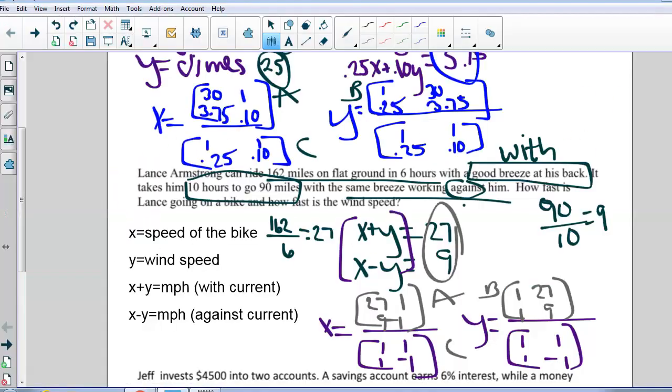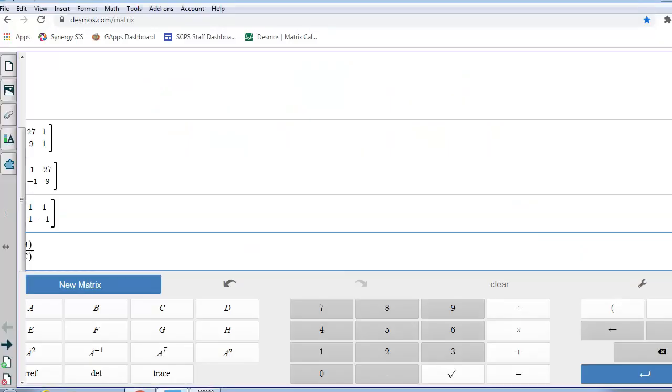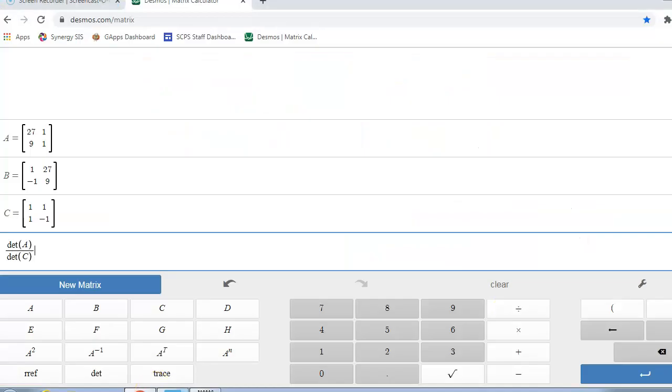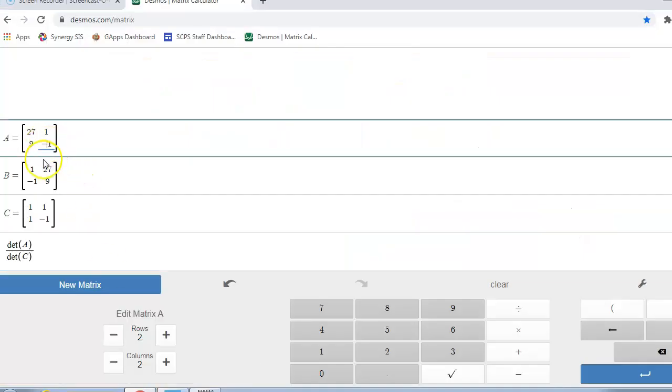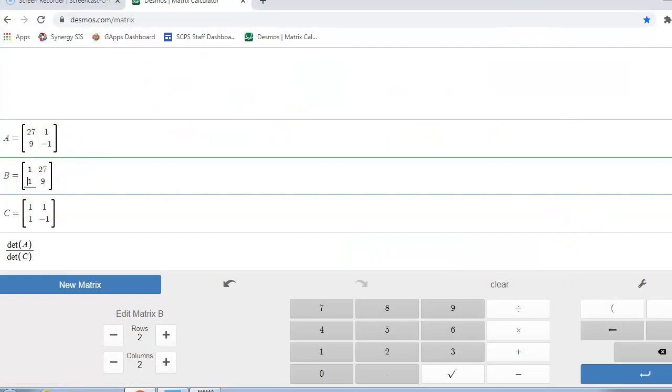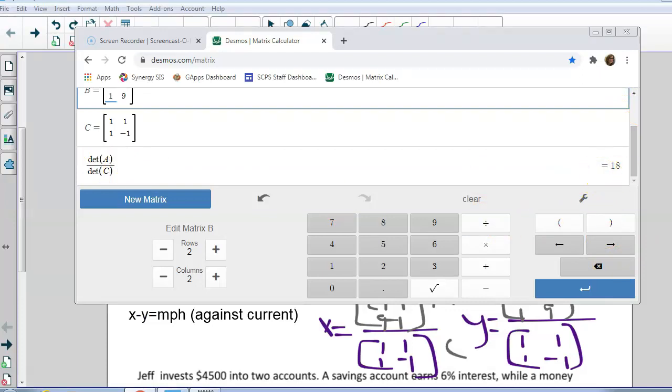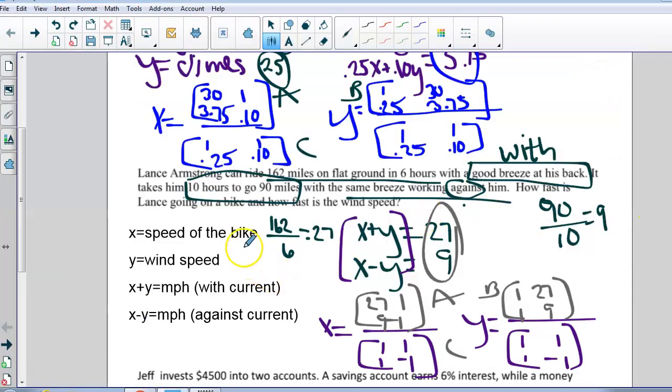Oh, I may have plugged in something a little wrong. Oh, I did. Okay, so be really careful. This is 1 and negative 1. This is 1 and 1. So my speed for X should be 18. Okay, so the bike speed is 18 miles per hour.